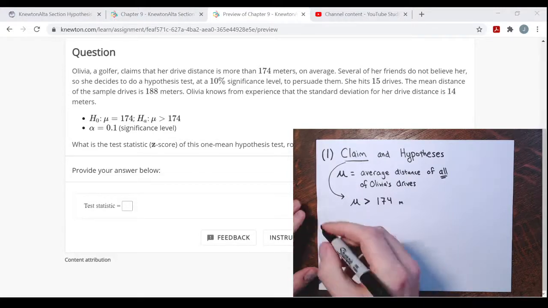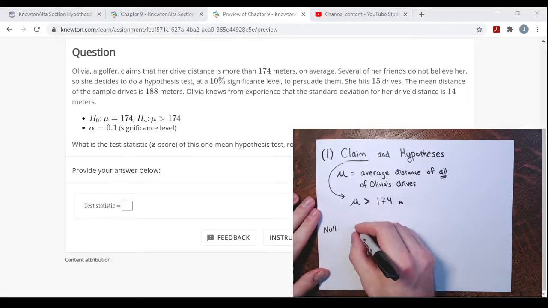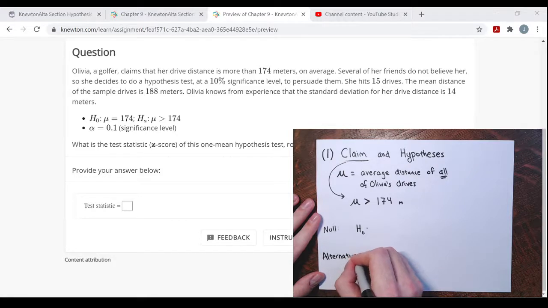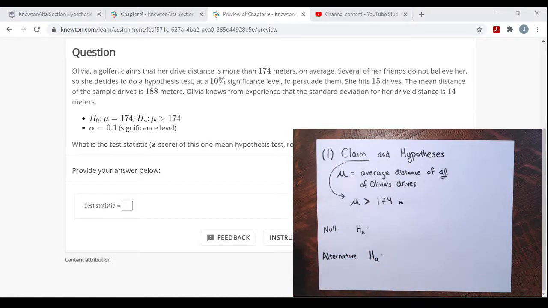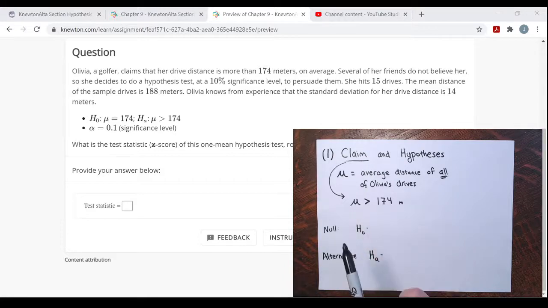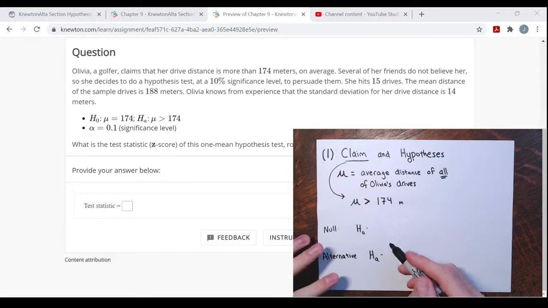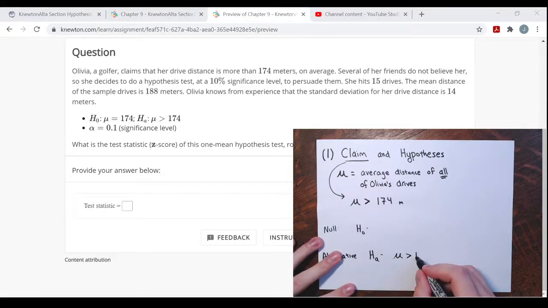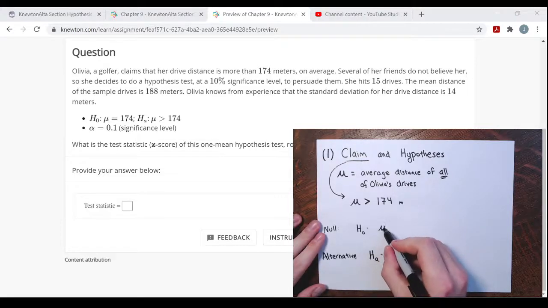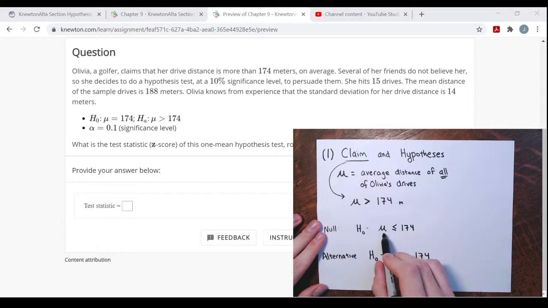Then we set up the hypotheses: the null hypothesis, H sub zero, and the alternative hypothesis, H sub A. These are formed based on the claim. Notice the claim does not involve equality. Her claim is simply that the average drive distance is greater than 174. Since it does not involve equality, it's represented by the alternative hypothesis, HA. These should be opposing statements. The opposite of greater than 174 is less than or equal to 174, so that is a perfectly valid null hypothesis.